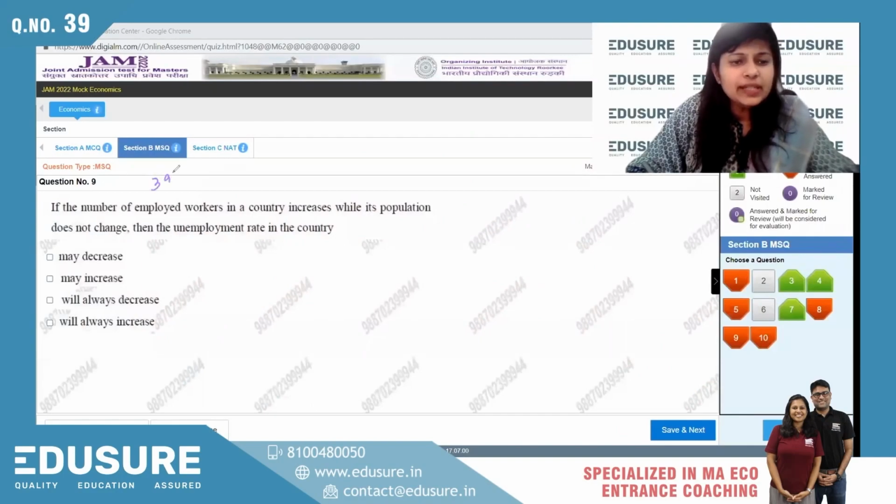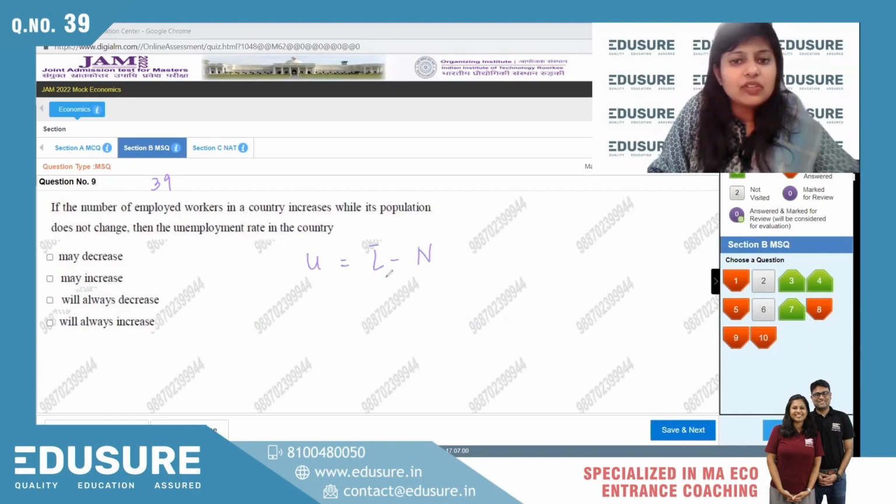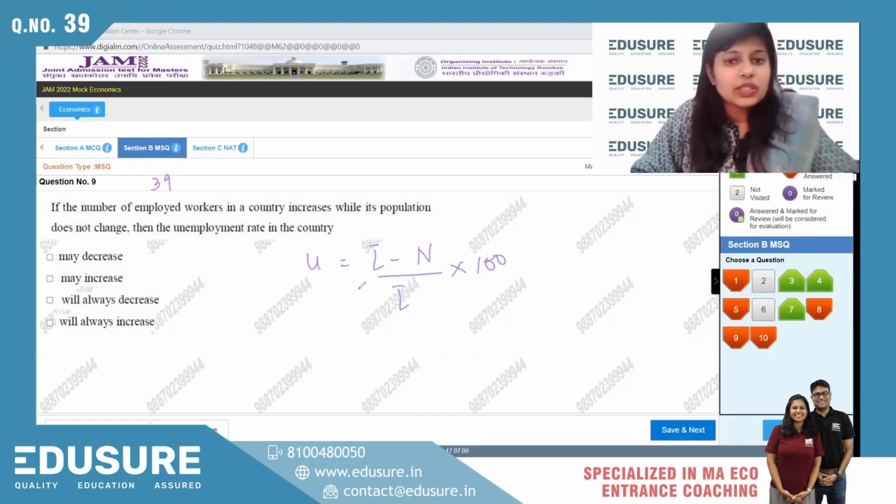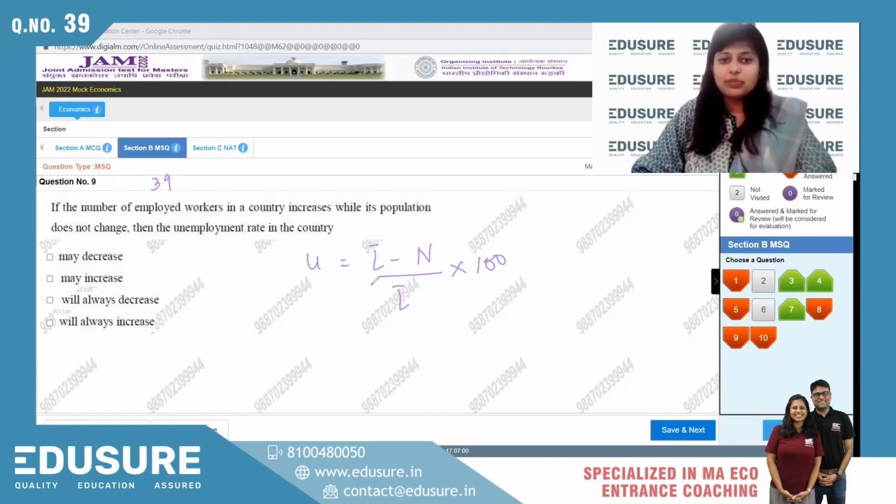Question number 39 or question number 9 of MSQ. If the number of employed workers in a country increases while its population does not change, then the unemployment rate of the country. Now, the formula for the unemployment rate is the labor force minus the level of employment upon the labor force, into 100. That's the formula for the rate of unemployment.